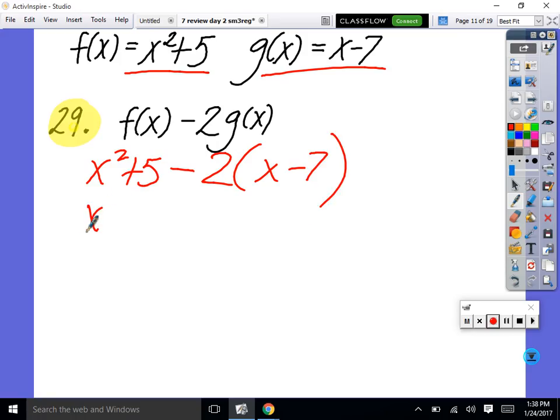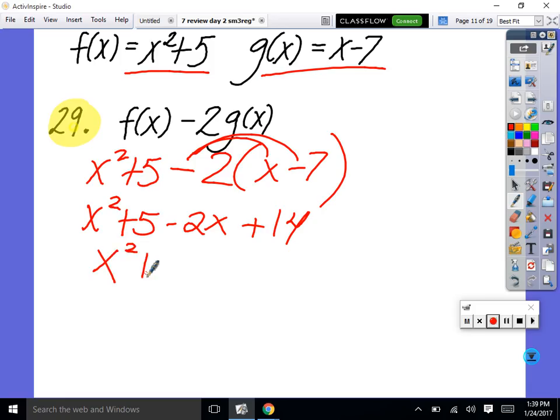So that's x squared plus 5, distribute negative 2 through, so negative 2x plus 14. Put our final answers in standard form. Now here's the thing. We are not solving this. There was no equal sign. It said nothing about solving. So x squared minus 2x, 14 plus 5, 14, 15, 16, 17, 18, 19, right? Do not solve. It didn't say solve. There's no equal sign here. We simplified. That's our answer.